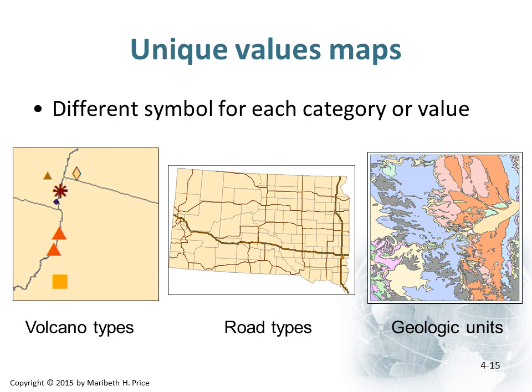Unique value maps utilize different symbols for each category or value. For example, going back to the previous map, we have different types of volcanoes, and they can be expressed by different symbols. Different roads can be expressed by, in this case, different thicknesses of the roads. And geologic units are expressed by different colors on the map, for example.